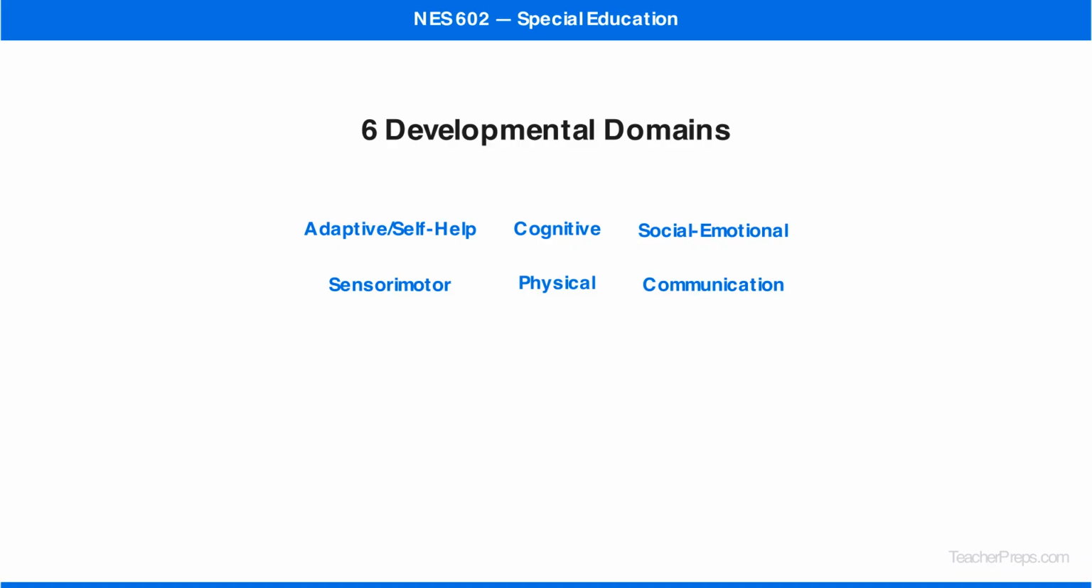Fourth, sensorimotor, sensory processing, and fine and gross motor coordination. Fifth, physical, strength, stamina, mobility, and health conditions. Sixth, communication, receptive and expressive language and pragmatics. Remember, development across these domains is interconnected. A delay in one area often affects other areas. A student with a communication delay will likely struggle with social skills because peer interaction depends on language.